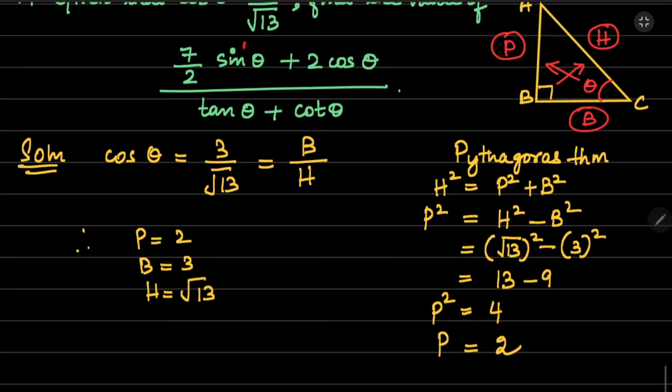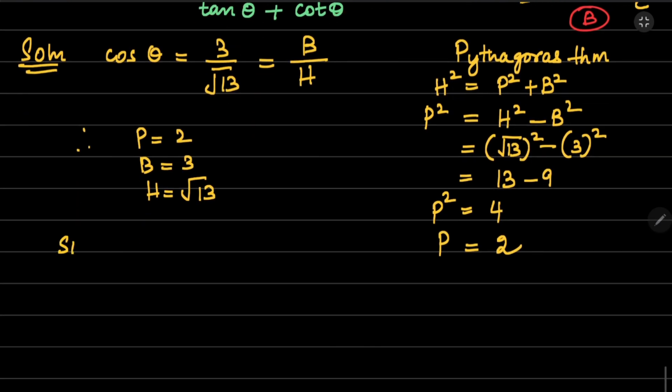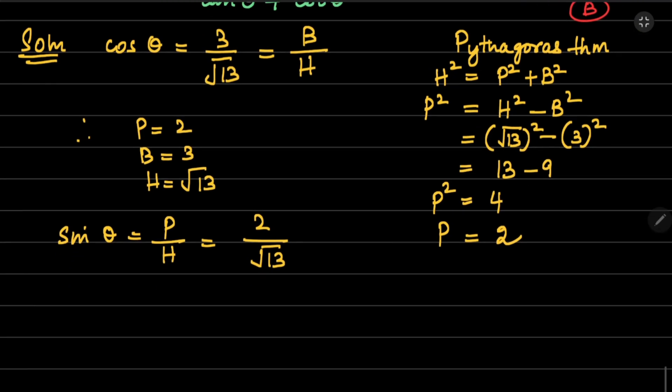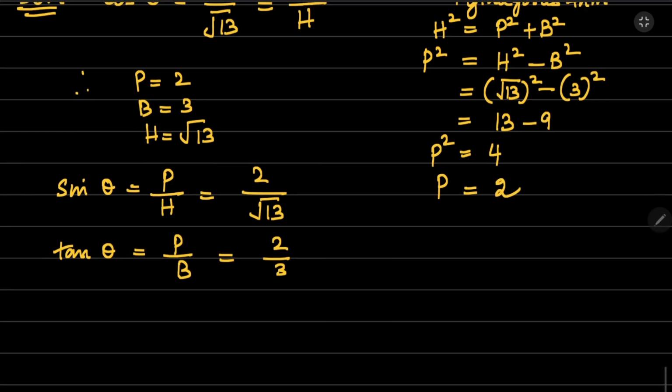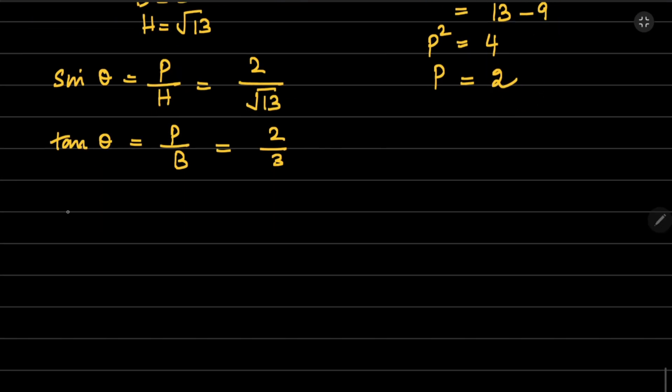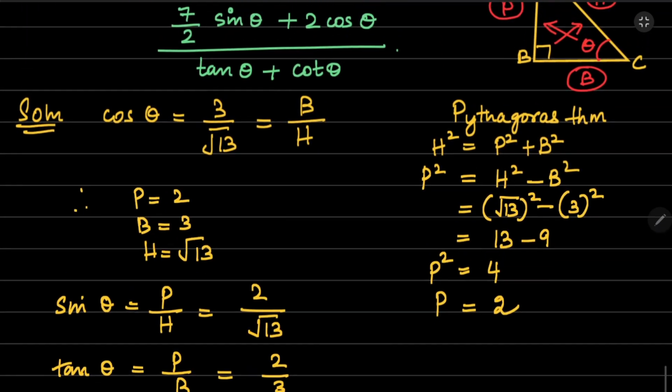Now quickly let's write what is sine theta. Cos theta we already knew, 3 by root 13. We need sine, tan and cot. Sine theta is perpendicular by hypotenuse, so 2 by root 13. Tan theta is P by B, perpendicular by base, so 2 by 3. Cot theta is the reciprocal of tan, B by P, so 3 by 2. Once we have all the values, we just have to substitute them.